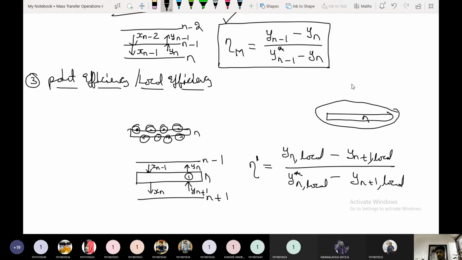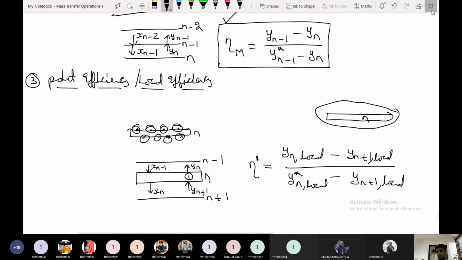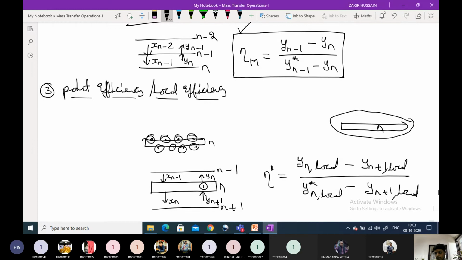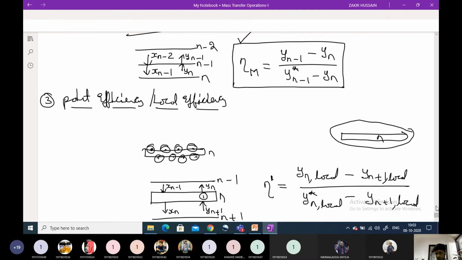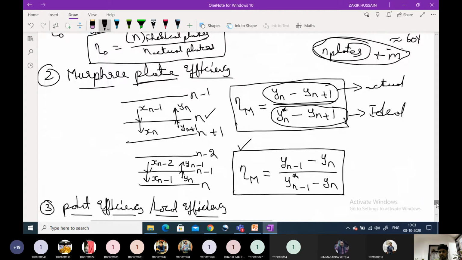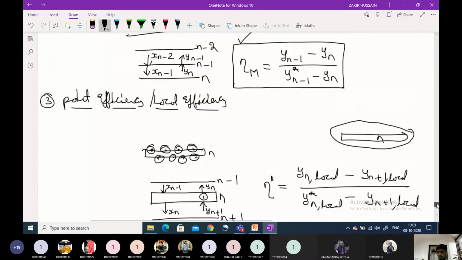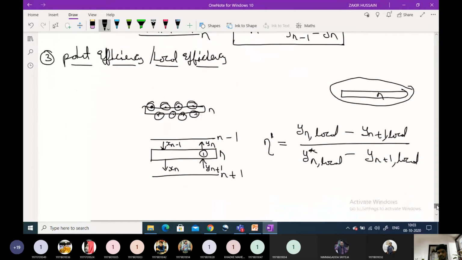So if you see the above formula in the Murphy plate efficiency, it is the same formula, but we only have to add a prime like local efficiencies. Local efficiencies are not that much used in real industrial plants. Only Murphy plate efficiency and the overall efficiencies will be used. In order to differentiate under ideal conditions, we also have different point efficiencies. We are writing this formula.